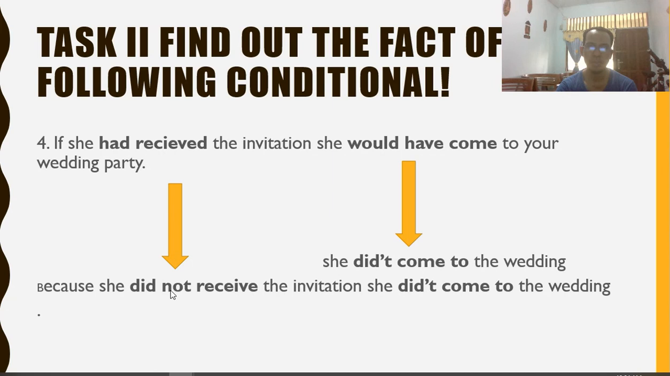We change into past tense. This is positive, this is negative. This is positive, this is also negative. So remember, this is the fact. Conditionals express something that does not really happen. So conditional expresses something that is in contradiction with the reality for types 2 and type 3.